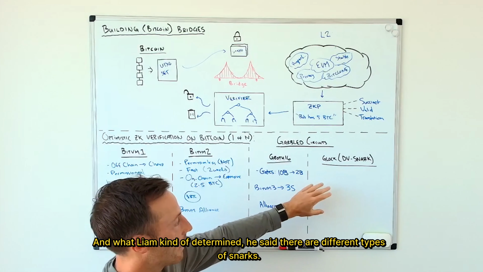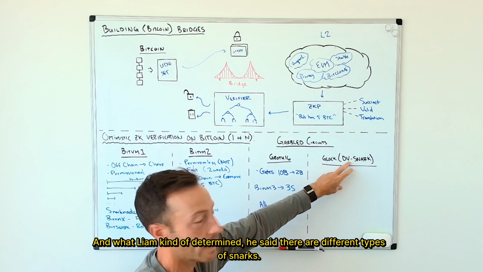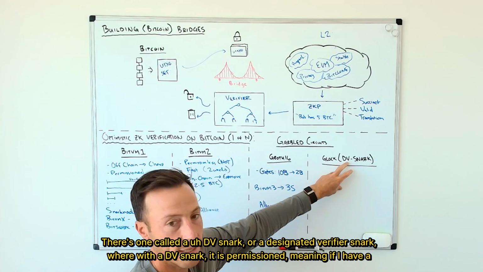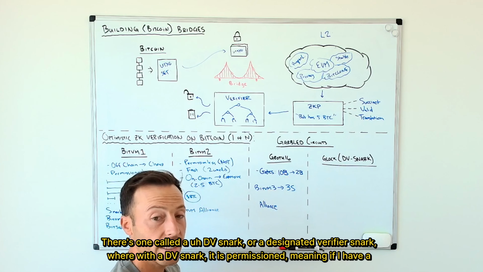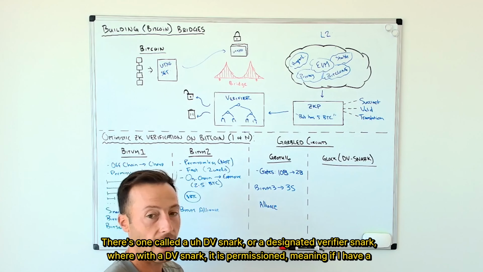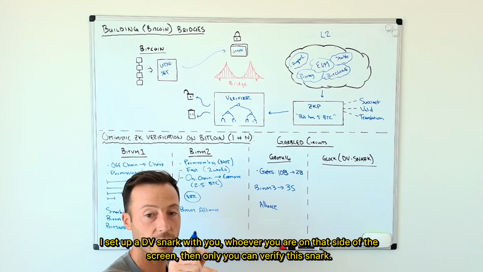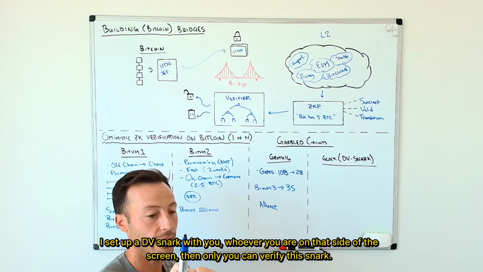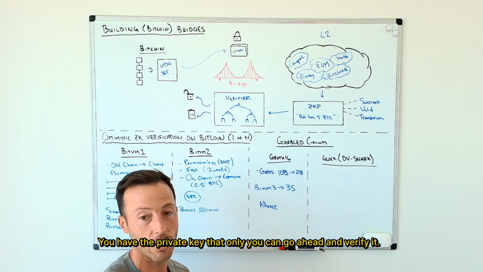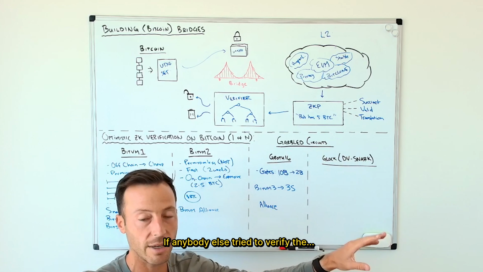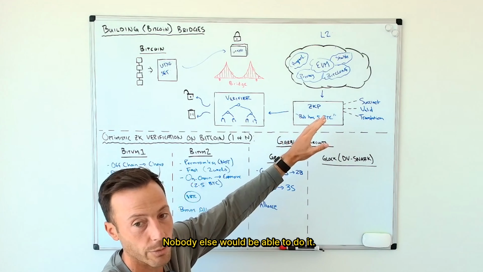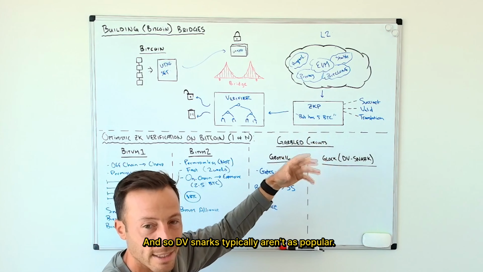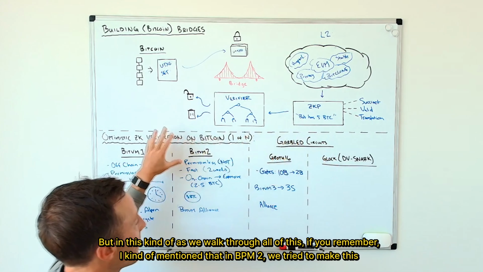What Liam determined is there are different types of snarks. There's one called a DV snark, or a designated verifier snark, which is permissioned. If I set up a DV snark with you, then only you can verify this snark. You have the private key that only you can use to verify it. If anybody else tried to verify the snark we posted here, nobody else would be able to do it.